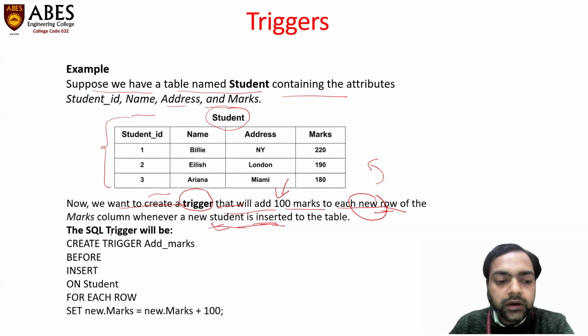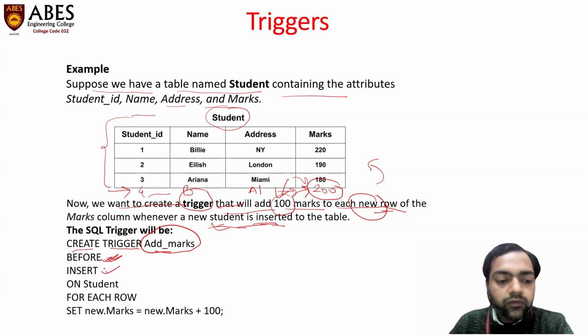So what will be the trigger we have to create? First of all, create, then we provide trigger, and add marks will be the trigger name. Here we use before, because we need to provide the value. Suppose we need to add a new row, let's say 4, with name B, address 1, and the value 200. So before inserting this value, we need to add 100 marks to it and then insert it into this table. So here we provide the before keyword.